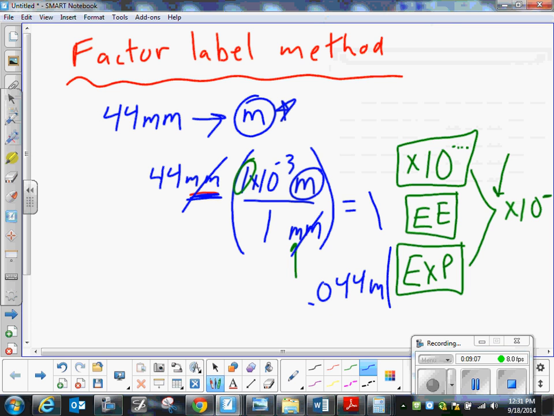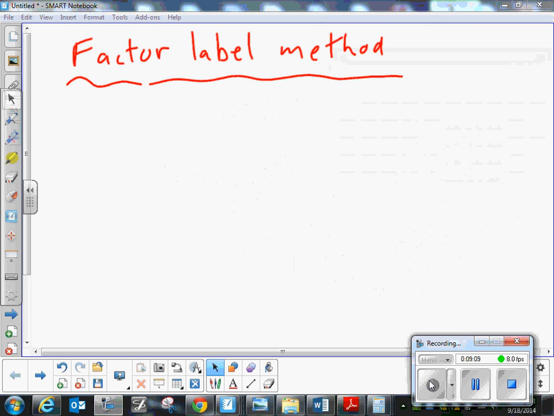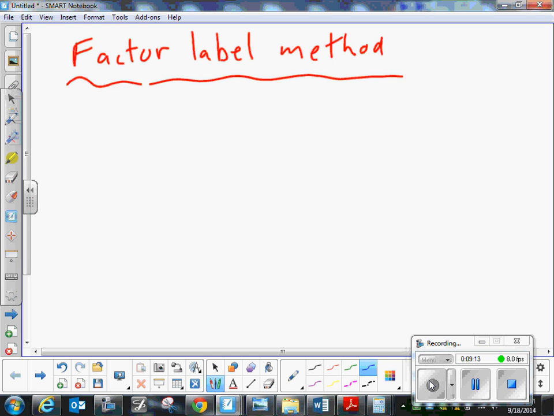0.044 meters is the correct answer. Okay, let's try another one. Let's say that we're going from 20 liters. Okay, that's the base now. We're trying to find out centiliters.